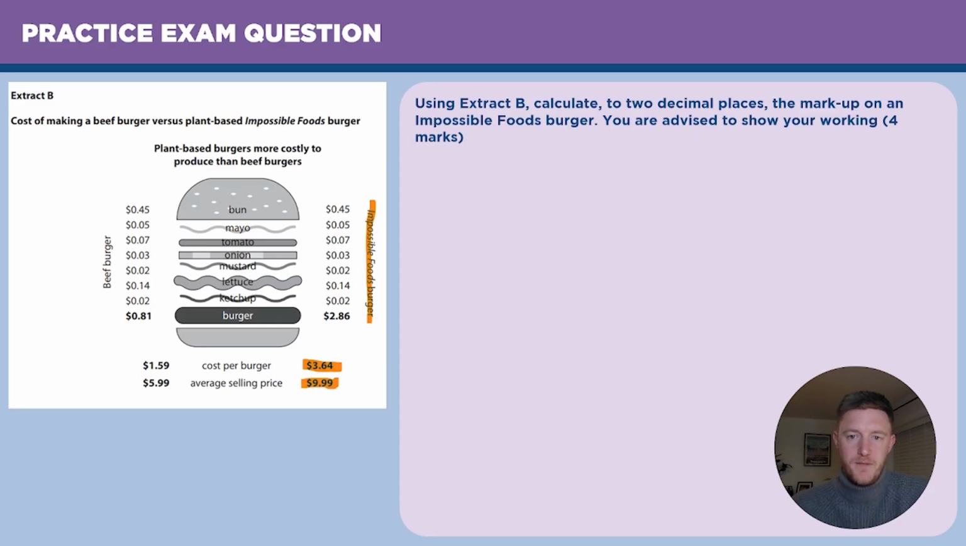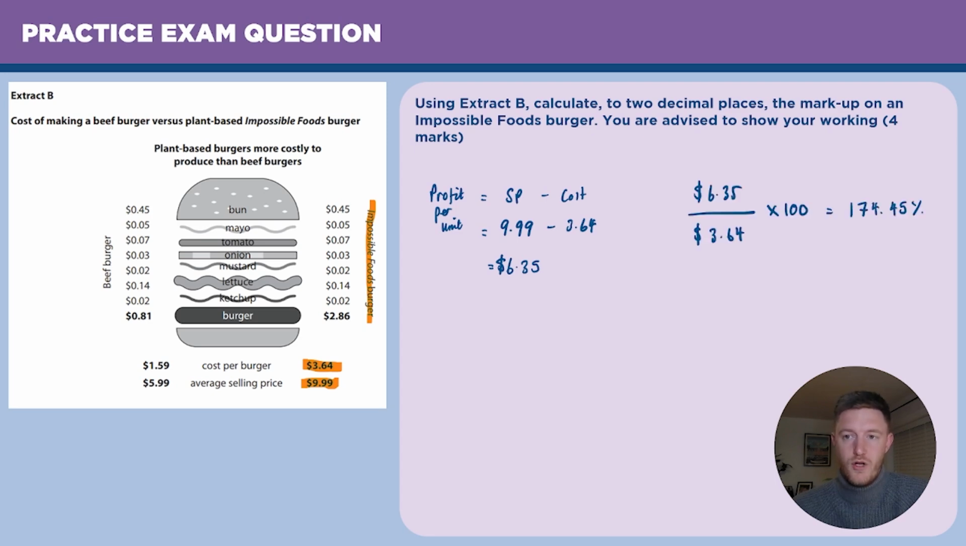So we need the Impossible Foods burger section. We've got the cost per burger and the selling price, so we can work out the profit per burger. The selling price is $9.99 minus $3.64, which gives us a profit per burger of $6.35. So we do profit per unit over the cost, $6.35 over $3.65 times 100, which is 174.45%. So that's the markup. They've basically added 175.45% of the cost on top to get to the selling price.